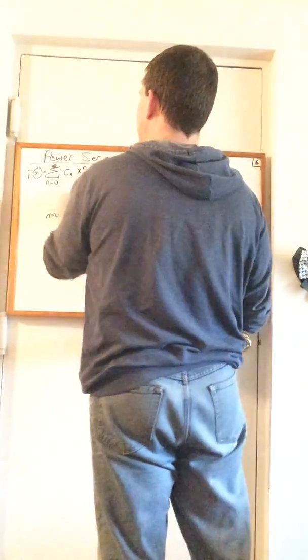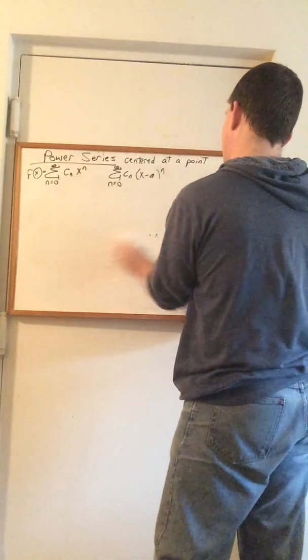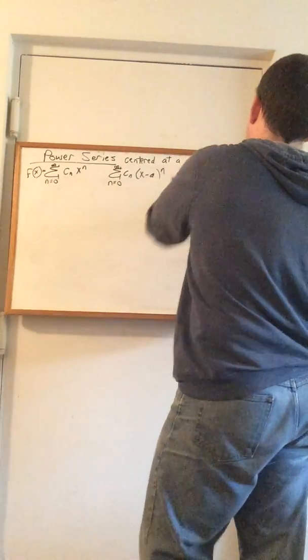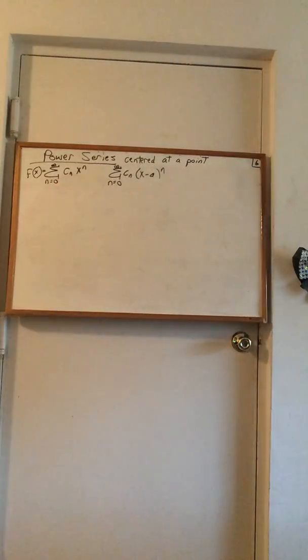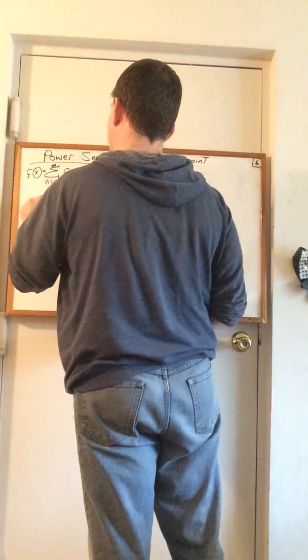Okay, another example. Suppose we have n factorial times x minus 5 to the n.